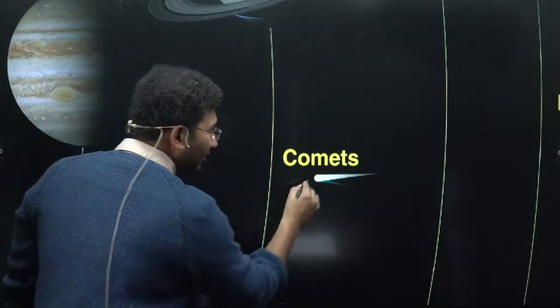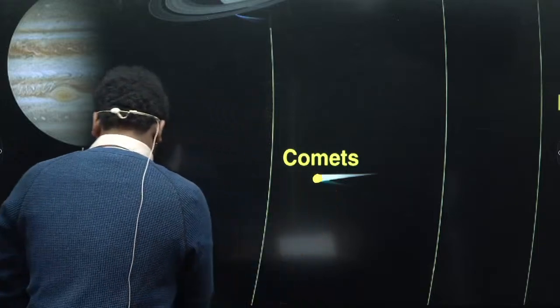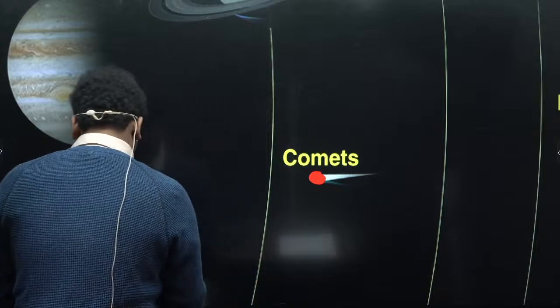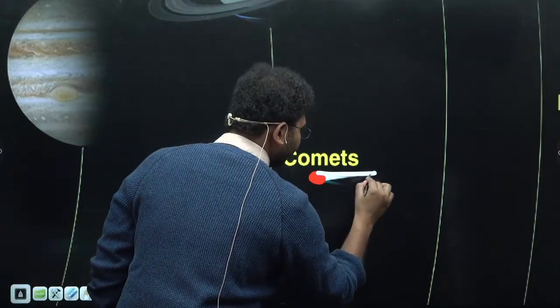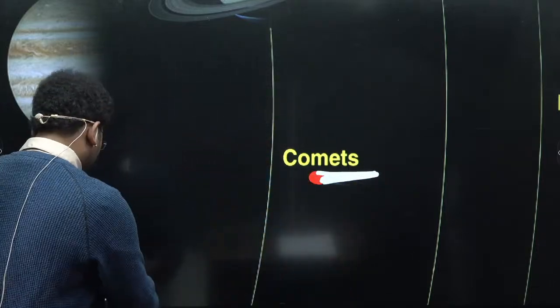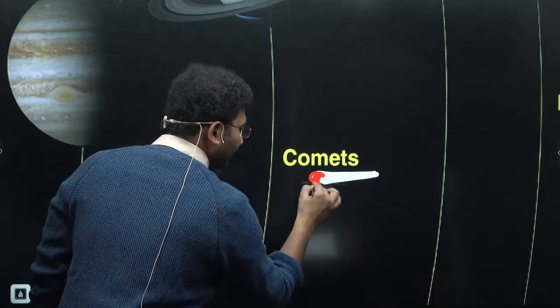So look at this comet. This comet has a head. Okay, this comet has a head. Let us take this as the head, and this comet also has a tail. Look at this tail, a very interesting shape that it has. That means it has a head and a tail, and the head looks light in color. The head always looks bright in color.